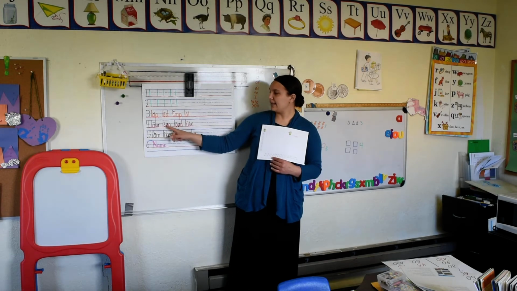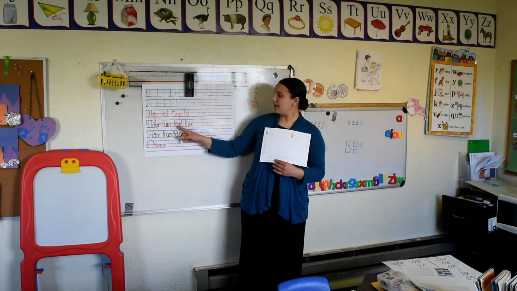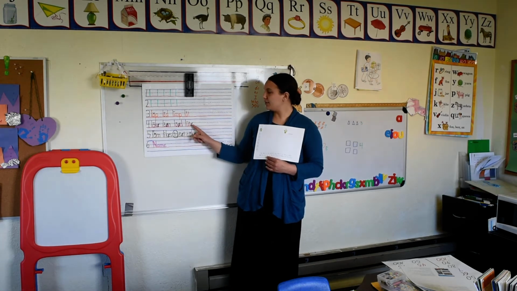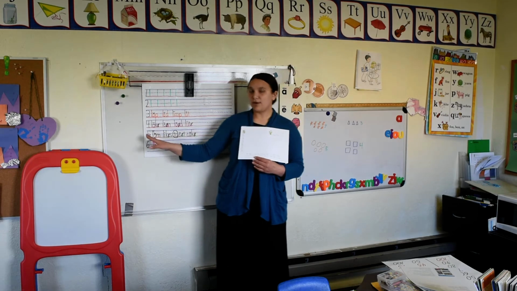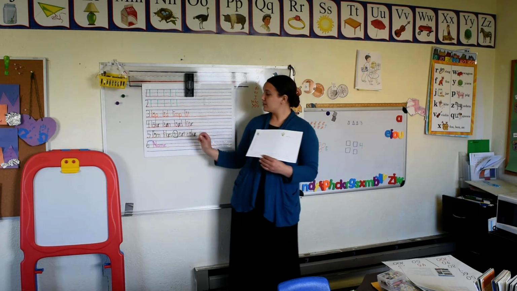Lean, L-E-A-N. Mark your vowels. Load, L-O-A-D. Mark your vowels. And a lute, L-U-T-E, lute. Row 5, you're going to write it. You're going to mark your vowels and read your sentences.